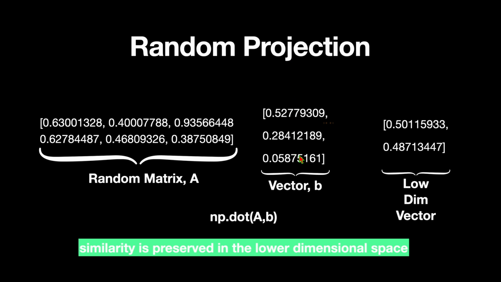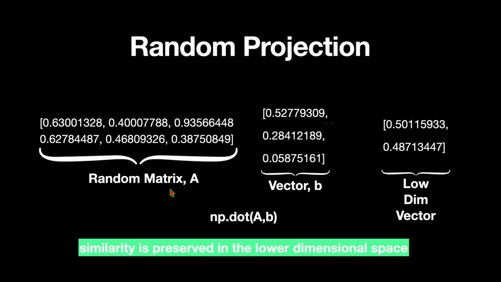This is just a toy example, but we can really have a huge random matrix here, and whatever the dimension of this vector, even if it's 1024 or 512, we can simply do a dot product of the random matrix and this vector to arrive at a simplified, lower dimensional vector. And the beauty of this projection is that the similarity is preserved even in the lower dimensional space, which means that vectors that are similar in the higher dimension are also going to be similar in the lower dimension. So we can do all sorts of things in the lower dimension that we can do in the higher dimension.